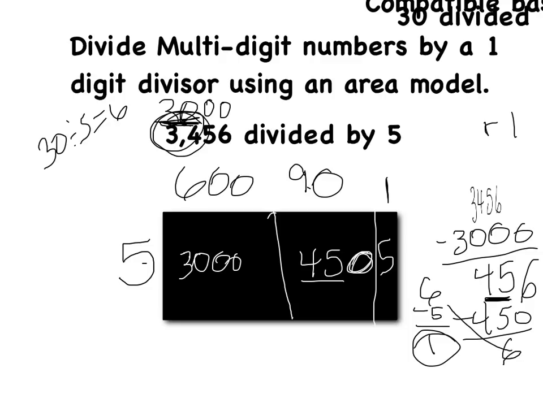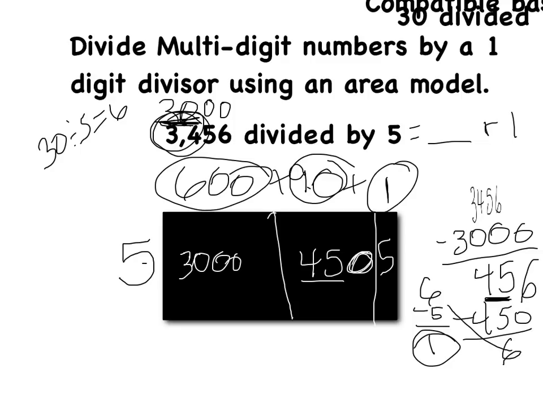But what was my quotient? What does it equal? Well, if you'll remember, I did 600 first, so 600 is part of it. And then I did 90, so I'm going to add those two together. And then I did 1, so I'm going to add that together, which gives me a quotient of 691 with the remainder of 1. And that's my answer.